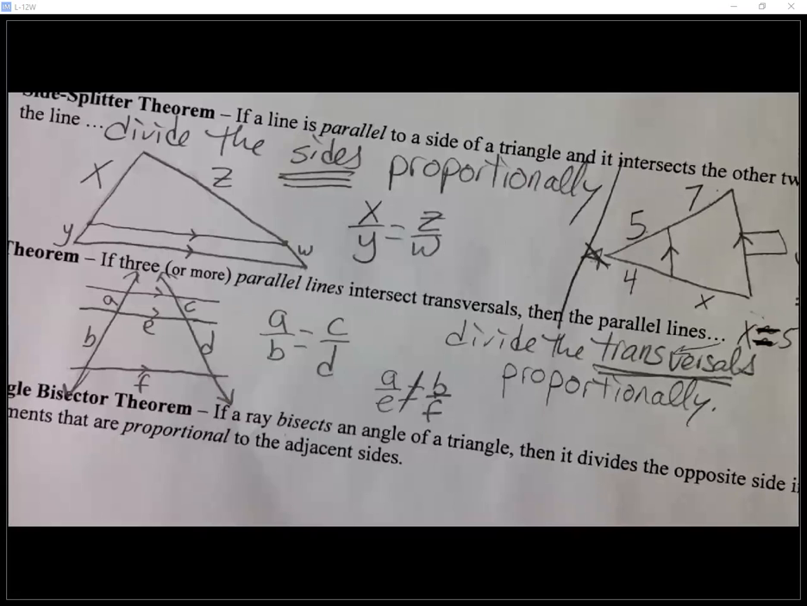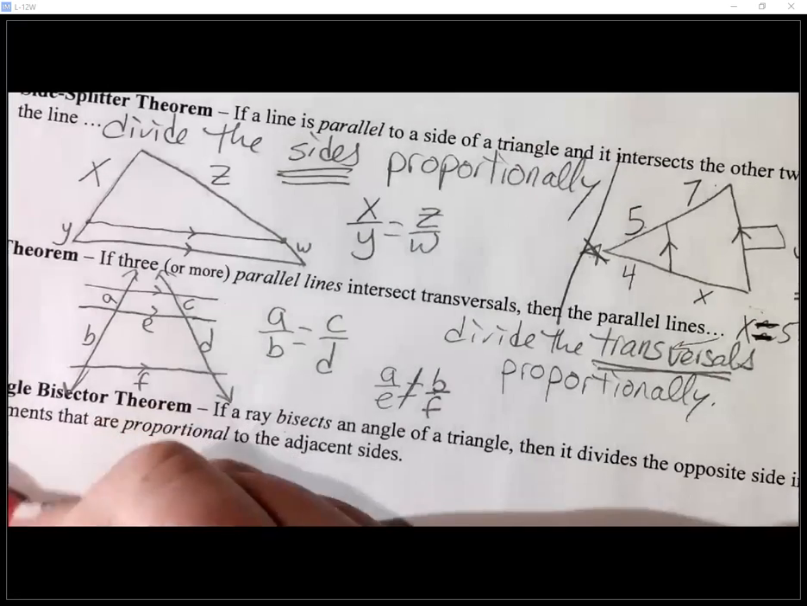If a ray bisects an angle of a triangle, then it divides the opposite side into segments that are proportional to the adjacent sides. What? Don't worry, I got a way to make this nice and easy. Let's start with an angle bisector. Draw yourself a triangle. I would do an obtuse triangle, just to make your life easier.